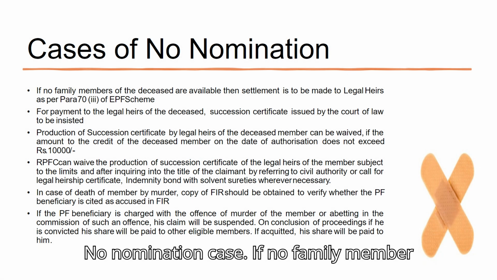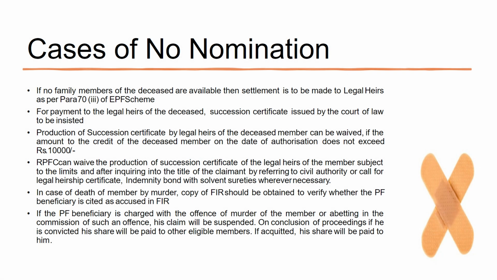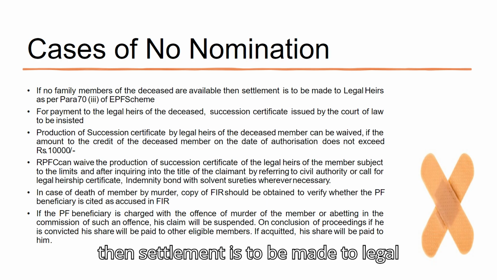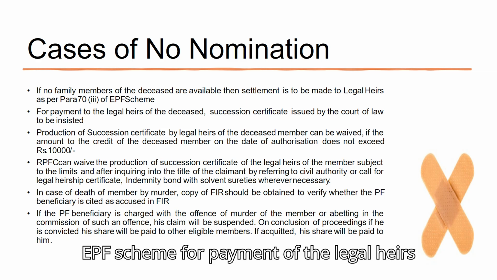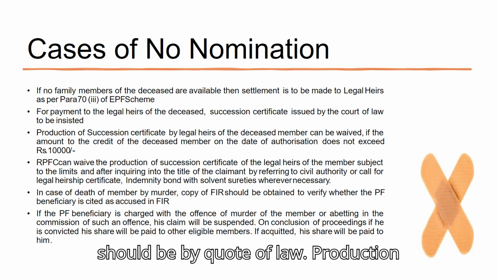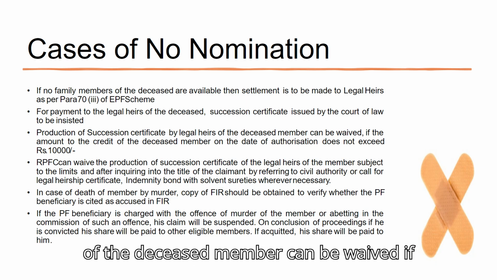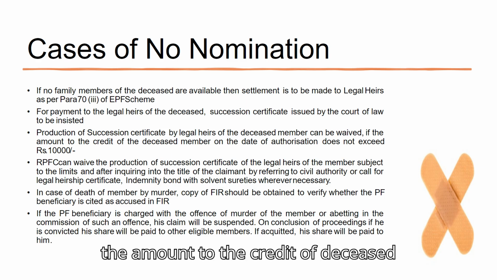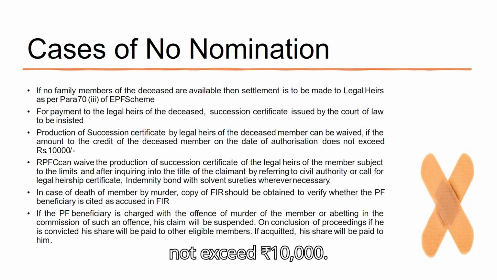No nomination case: if no family members of the deceased are available, then settlement is to be made to legal heirs as per Para 73 of the EPF scheme for payment of the legal heirs of the deceased. Succession certificate should be by a court of law. Production of succession certificate by the legal heir of the deceased member can be waived if the amount to the credit of the deceased member on the date of authorization does not exceed 10,000 rupees.